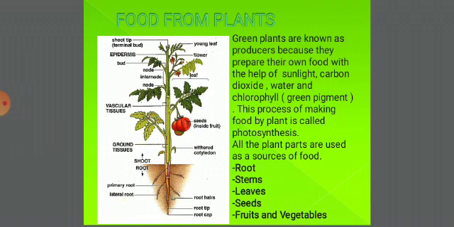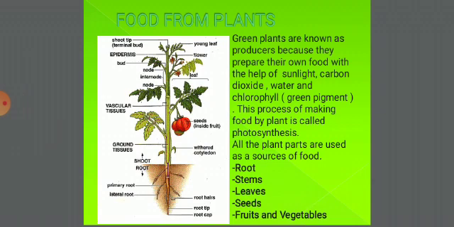Do you know what is chlorophyll? Chlorophyll is a green pigment present in the leaf, which helps the plant to prepare its own food. Do you know what this process is called? This food preparation by the plant is called photosynthesis. So what is meant by photosynthesis? Photosynthesis is the process of making food by the plants with the help of sunlight, carbon dioxide, chlorophyll and water.